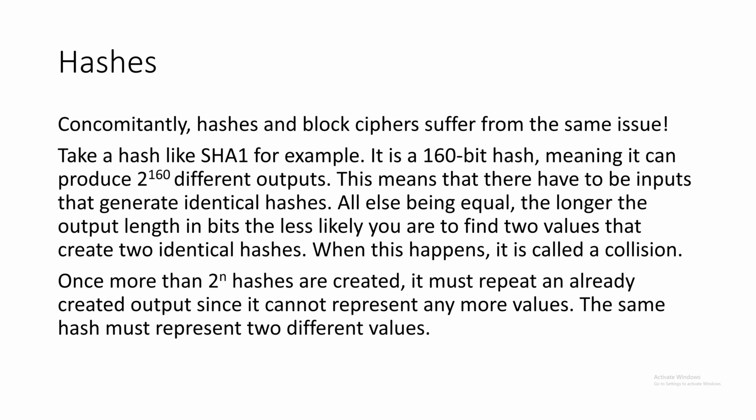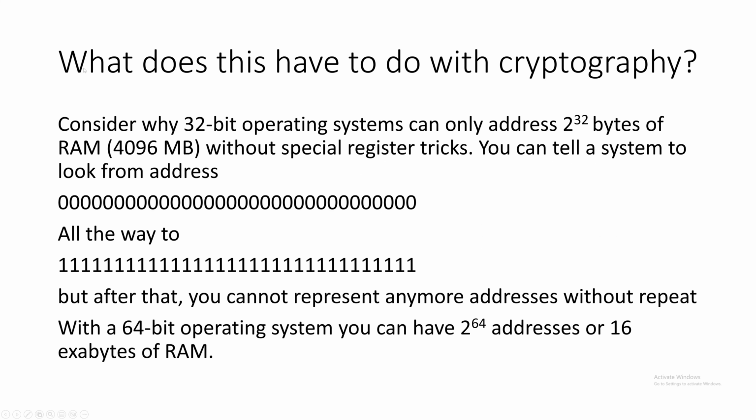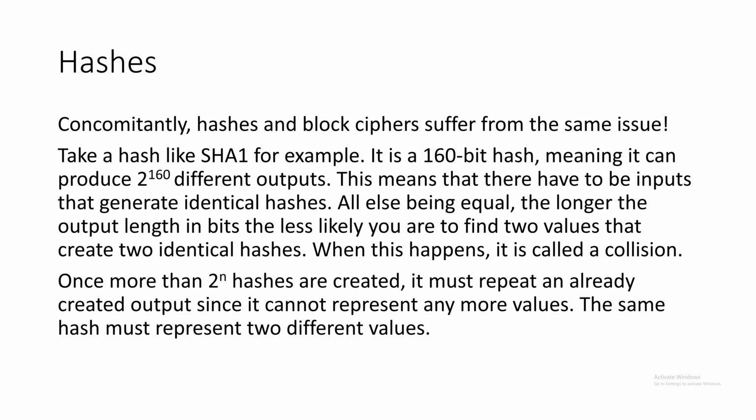Concomitantly, hashes and block ciphers suffer from the same representation issue. Take a hash like SHA-1, for example. It is a 160-bit hash, meaning it can produce 2 to the power of 160 different outputs. That means it outputs basically 160 zeros or ones. So this is 32. You can imagine how long that would look.